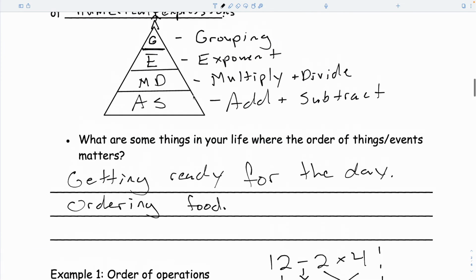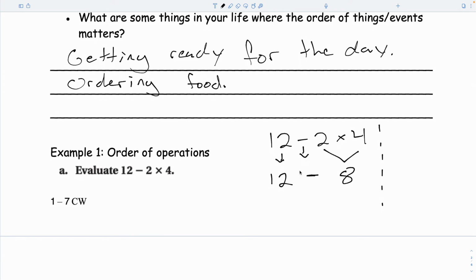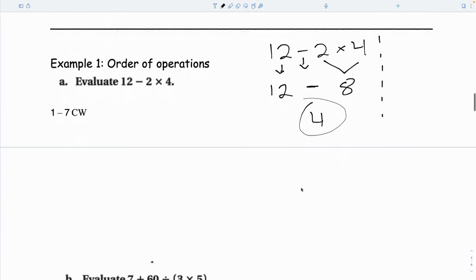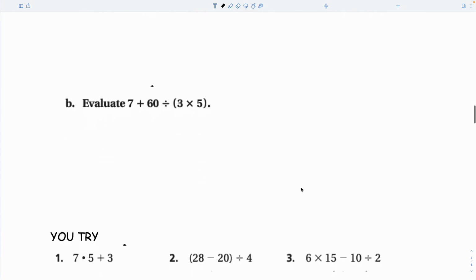Last step of the pyramid, add or subtract. What is 12 minus 8, whole class? 4. Okay, that's the answer. Starting off simple, we'll get more complex as we go. Let's go to B.